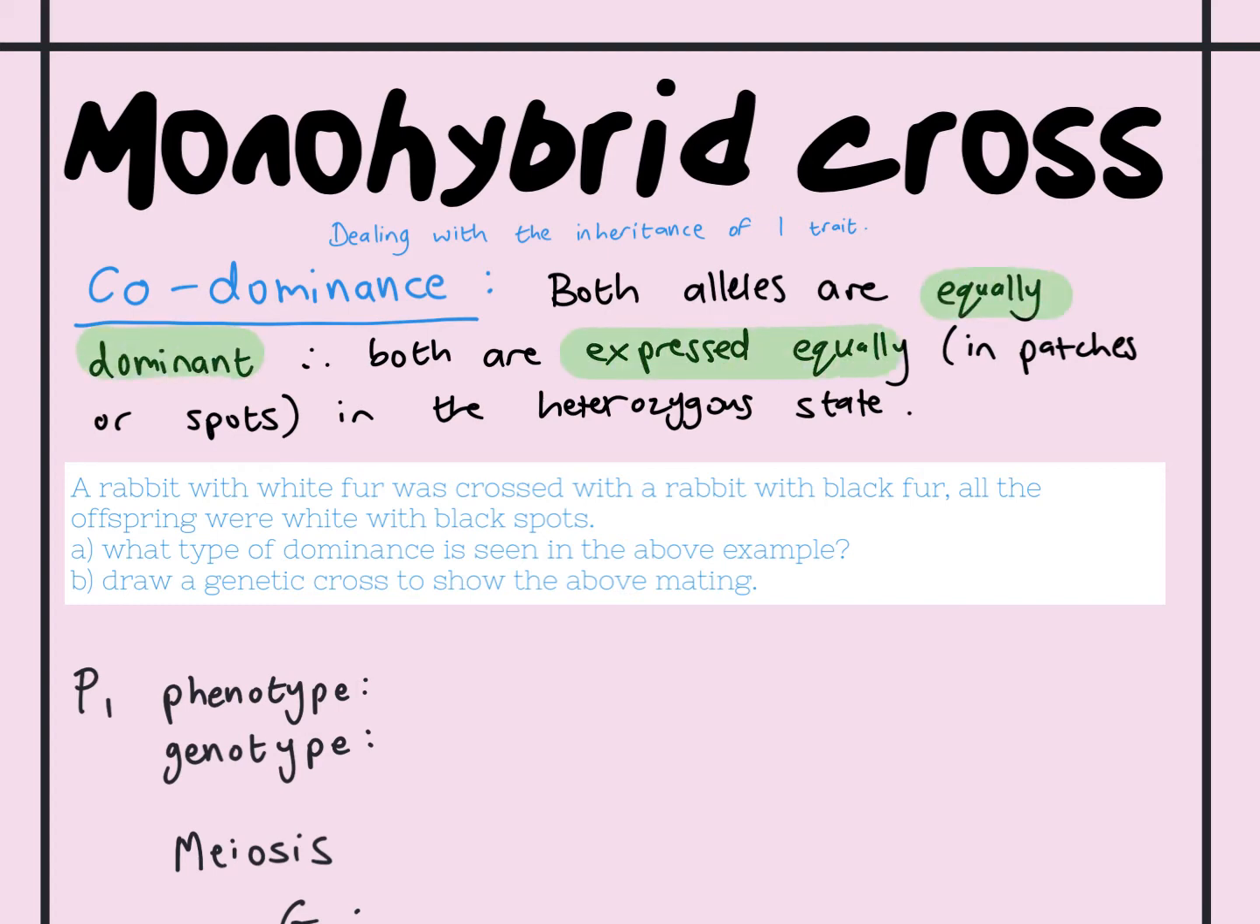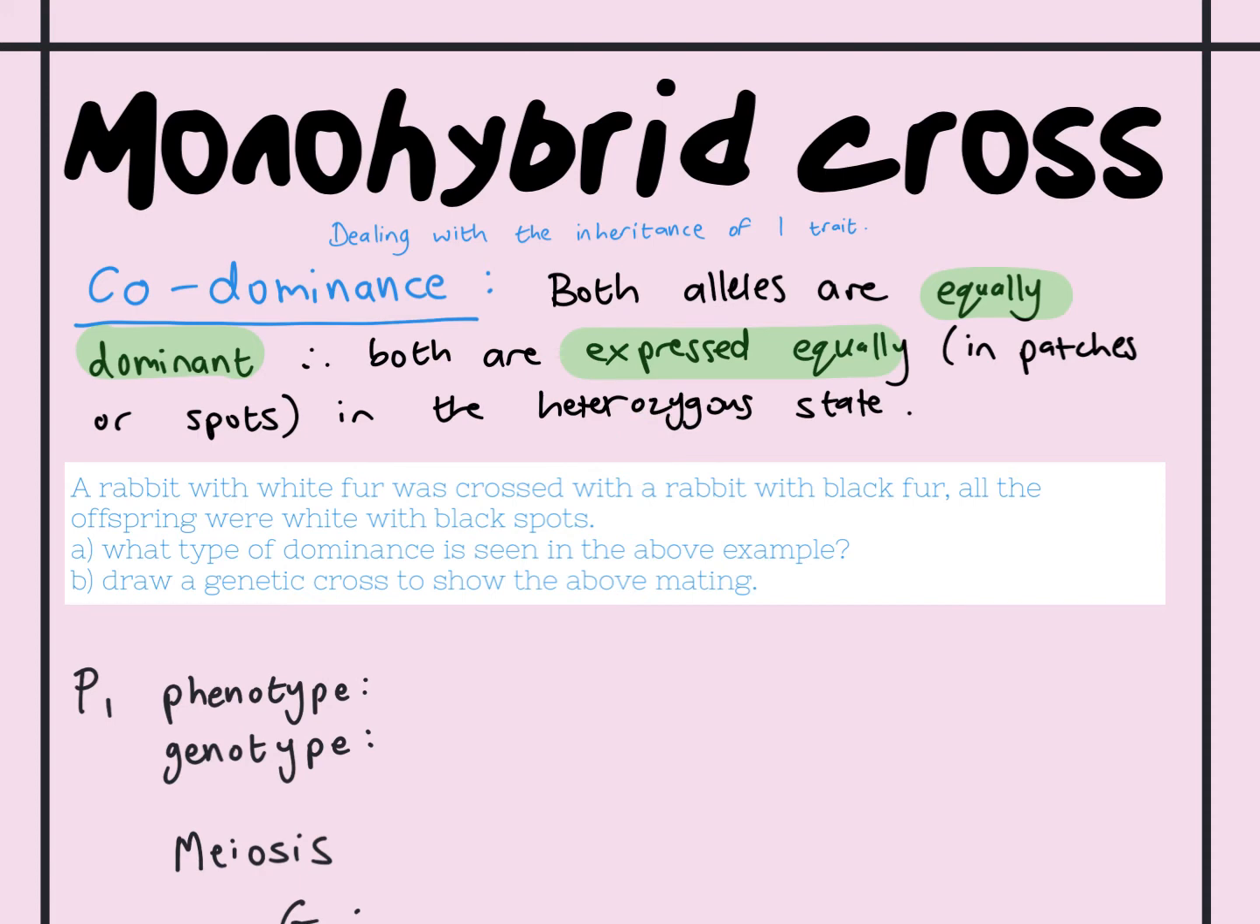So that is huge. So the fact that now, instead of having a black rabbit and a white rabbit mating to make a gray rabbit, now you have a black rabbit and a white rabbit mating to make a rabbit that has black and white spots or patches. So you see equal distribution of both colors inside the phenotype when that offspring is heterozygous.